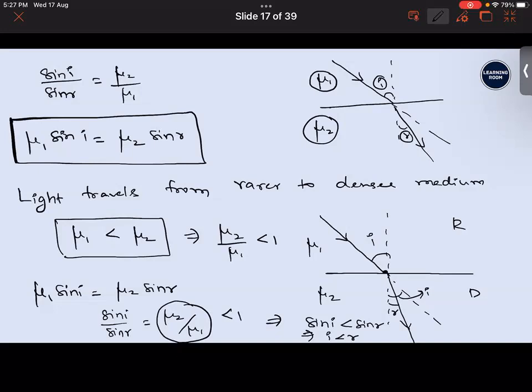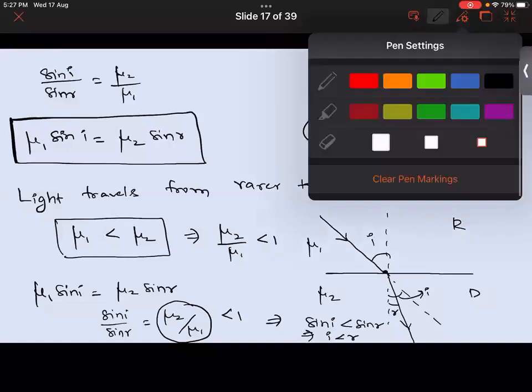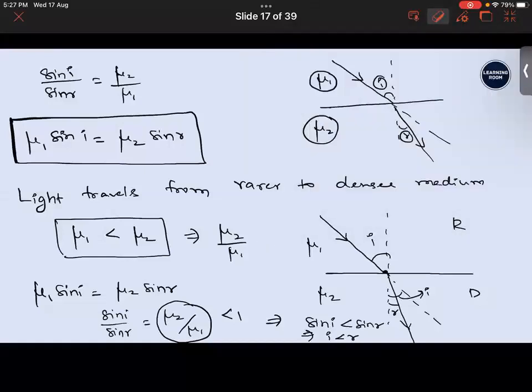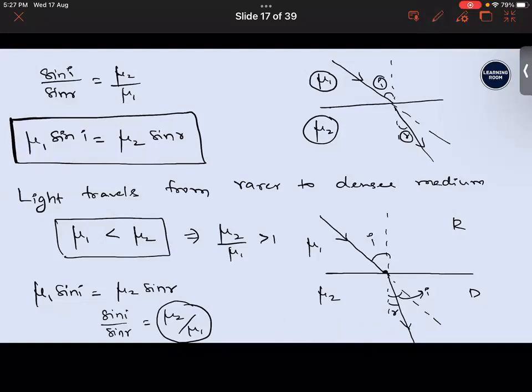Sir, if mu2 is greater than mu1, then mu2 by mu1 is greater than 1 only, sir. Oh, I made a mistake. Yeah, sorry. So mu2 by mu1 should be greater than 1. Actually, the diagram I drew is correct only, but the logic is reversed. So it should be greater than 1, which implies sin I is greater than sin R, or it also implies I is greater than R. So I should be greater than R.